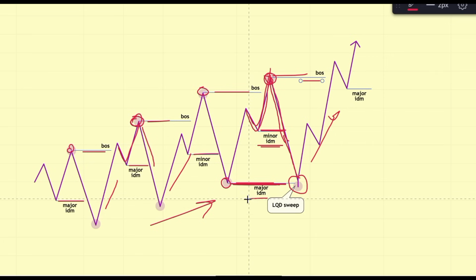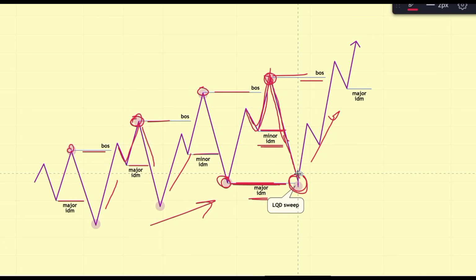This one here is not a change of character, even though this is a trading range low, but at the same time it is the major inducement, because price created a minor inducement. So the trading range low becomes the major inducement, or the external liquidity becomes the major inducement. This is the trading range low, and at the same time it's the major inducement. So you can see here, it's just wicked below.